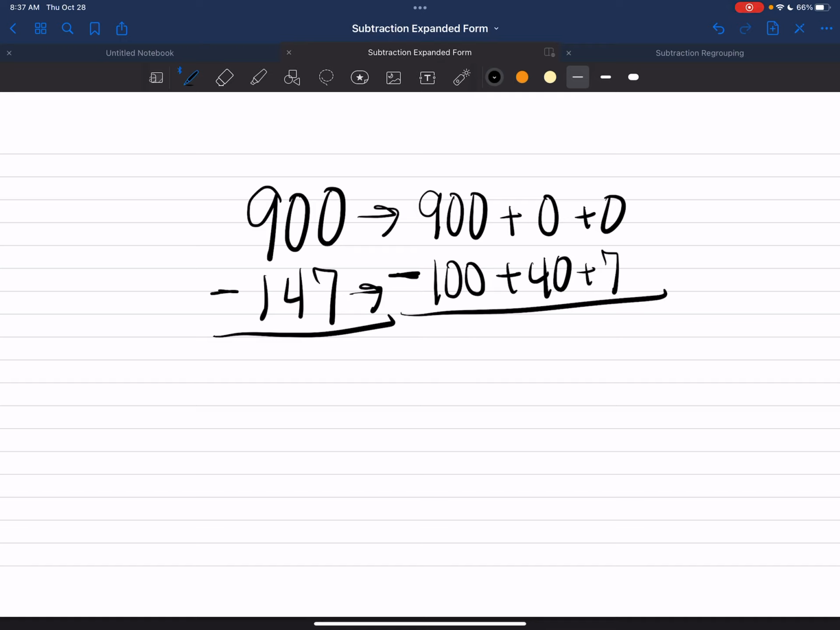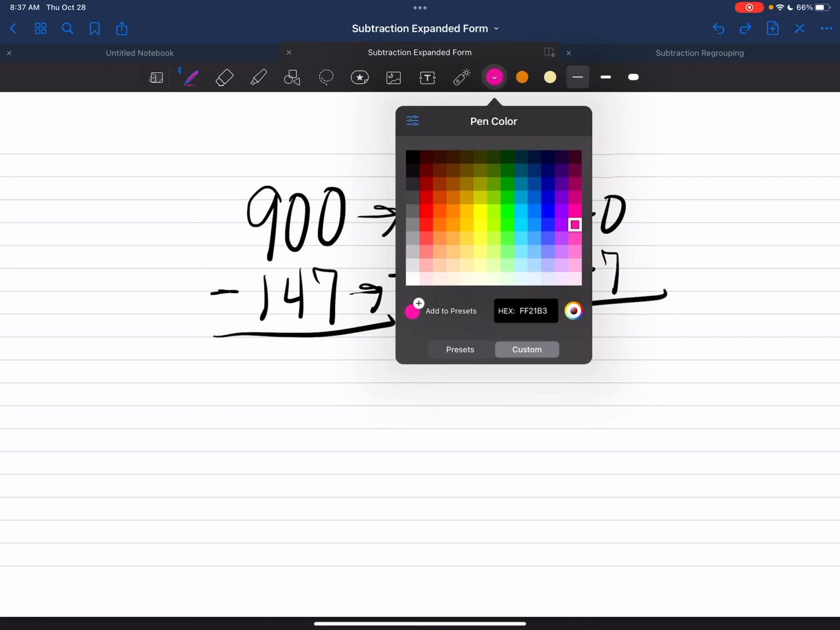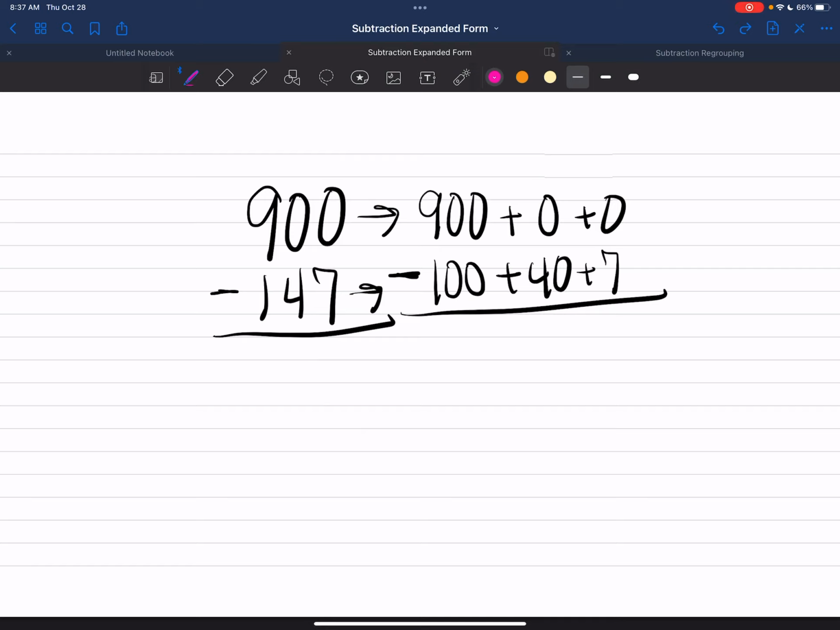When we start in our ones place, we notice that there aren't any that we can take away from. 0 minus 7, we can't do that. So we're going to go all the way over to our tens place. Our tens place doesn't have any for us to regroup either. So we move all the way to our 100s place. If we take 100 from 900, it would be 800. And then our tens place becomes 100 because you took 100.